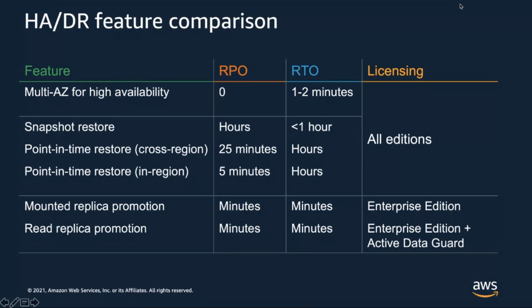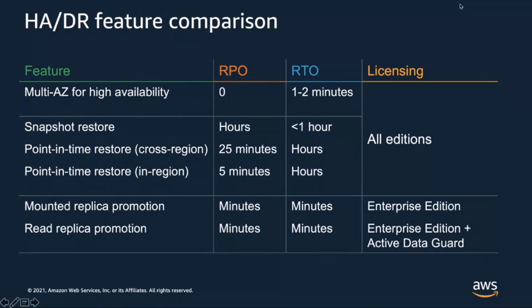When we look at DR options, Snapshot Restore has an RPO of several hours, depending on how old the snapshot was relative to the failure, and an RTO of generally less than an hour. Point-in-time Restore has an RTO of several hours, depending on how long it takes to recover the instance, which is generally a matter of how many logs have to be applied.